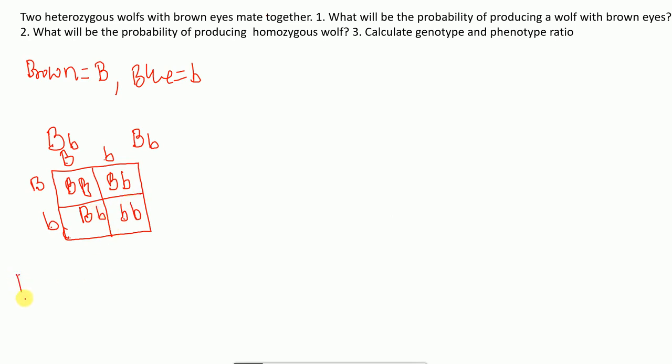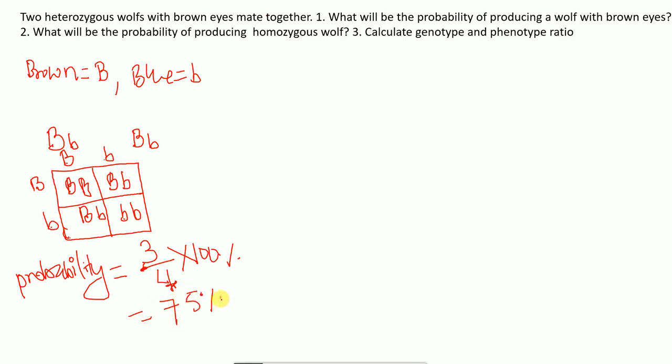So the probability of producing a wolf with brown eyes is that in 3 cases out of the 4 chances we will produce a wolf with brown eyes. If we want to calculate in terms of percentage, we multiply by 100, so it will be 75%. So this is the probability. Out of the 4 cases, in 3 cases we will get the wolf with brown eyes. So this is question number 1.